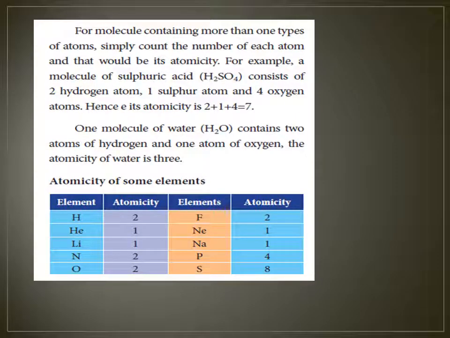For a molecule containing more than one type of atom, simply count the number of each atom and that would be its atomicity. For example, a molecule of sulphuric acid H2SO4 consists of 2 hydrogen atoms, 1 sulphur atom and 4 oxygen atoms. Hence, its atomicity is 2 plus 1 plus 4 equals 7. One molecule of water H2O contains 2 atoms of hydrogen and 1 atom of oxygen. The atomicity of water is 3.